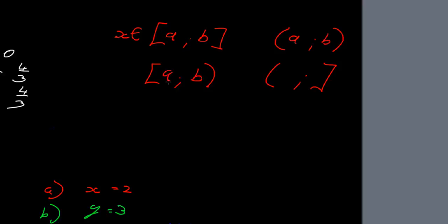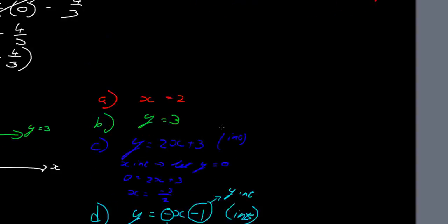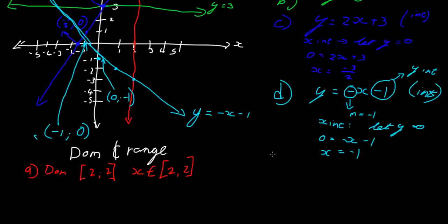If we wrote it this way, it would say it starts at A and goes all the way right up to the number before B, but doesn't include B. And if we wrote it this way, it says it starts at the number just after A and goes all the way up to B and includes B. So square bracket means inclusive, round bracket means exclusive, which means it'll go all the way up to that number, but not including it. Okay. So here, for the domain of this line x equals 2, it includes 2. So x is an element from 2 to 2.